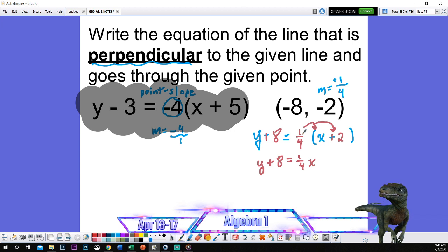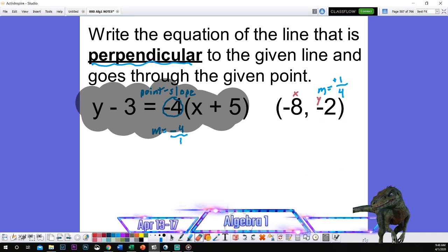Wait a minute. You didn't stop me. Something's wrong, isn't it? Yes, you're right. 8 goes with x. -2 is with y. Did you catch that? Oh, I hope so. Alright, just checking you, making sure you're okay. If you followed along and wrote all that just because I did, shame on you. You should have been screaming at me through your computer.